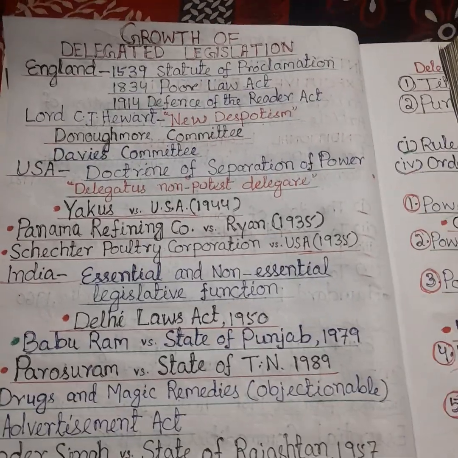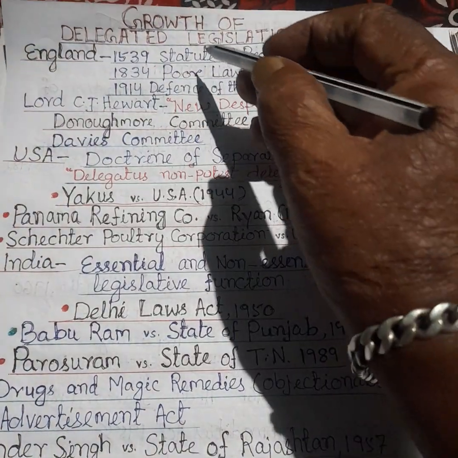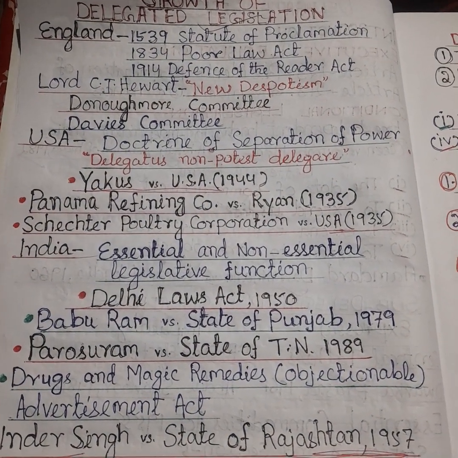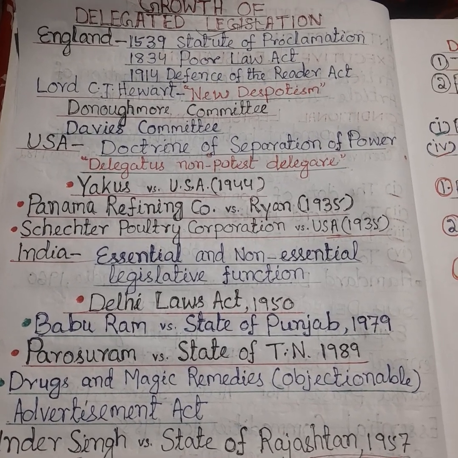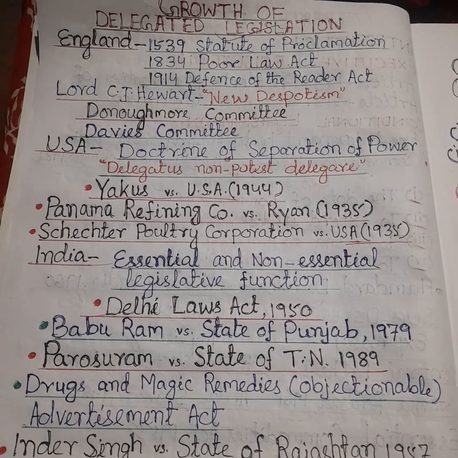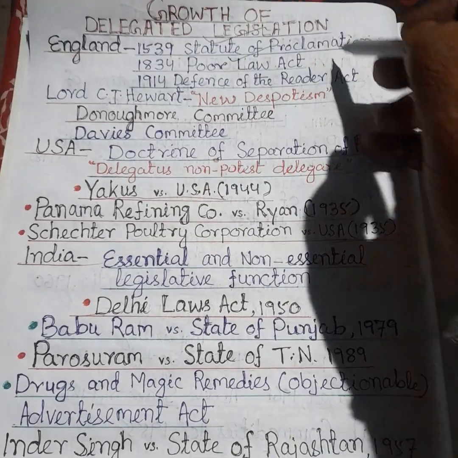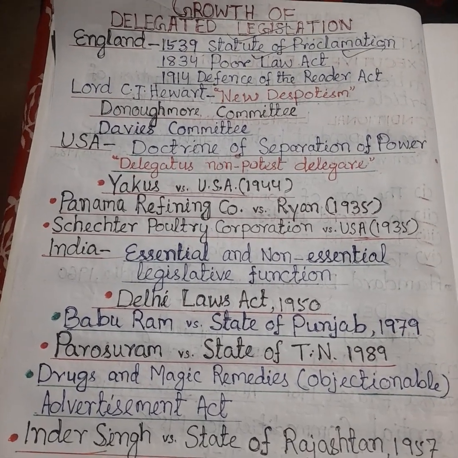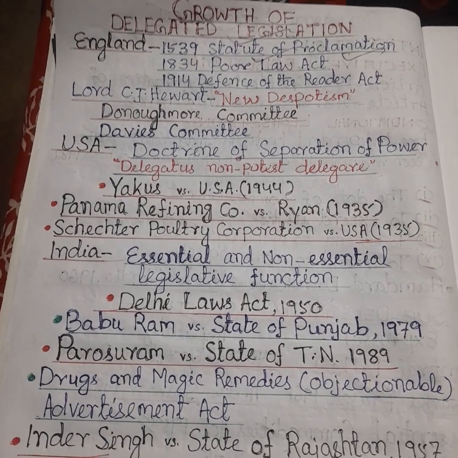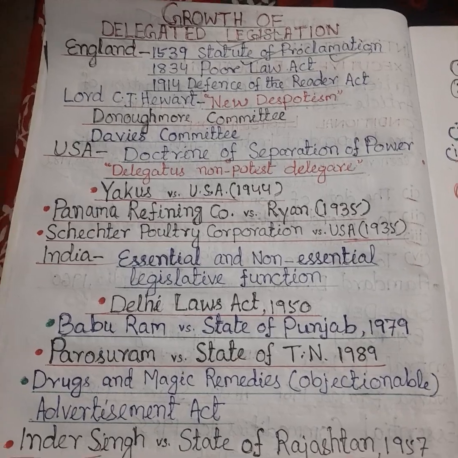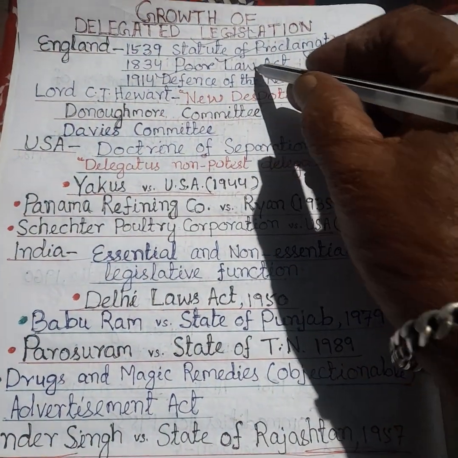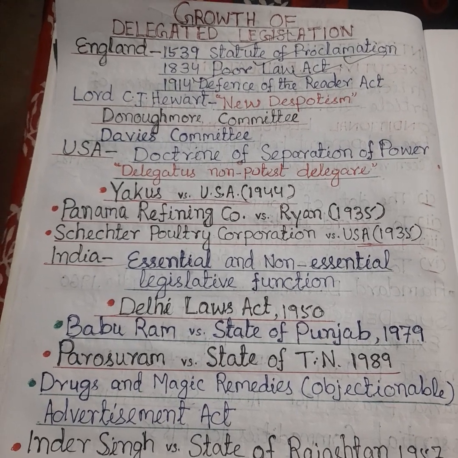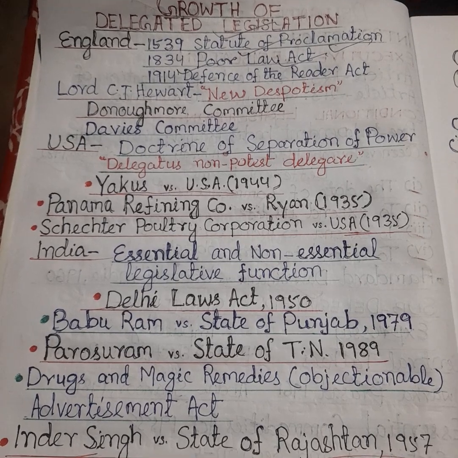In this video, we would like to discuss the growth of delegated legislation. The very origin and growth of delegated legislation started in England. In 1539, under the Statute of Proclamation, the Parliament of England delegated lawmaking power to King Henry VIII, and again in 1834, under the Poor Law Act, the Parliament delegated the powers to make rules to the Poor Law Commission.